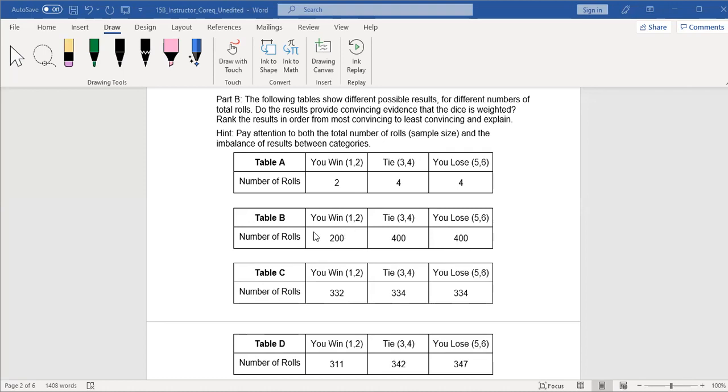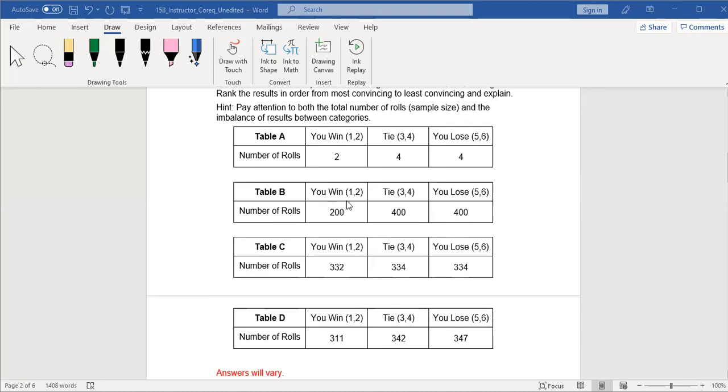If we try to figure out which one is more convincing out of B and A, B is going to be more convincing since you have a total number of rolls higher than in table A. If I look at C and D, you see that C has numbers of rolls really close to each other, and that's why C will be least convincing. But D still has a difference between the frequency for the lower numbers and the higher numbers.